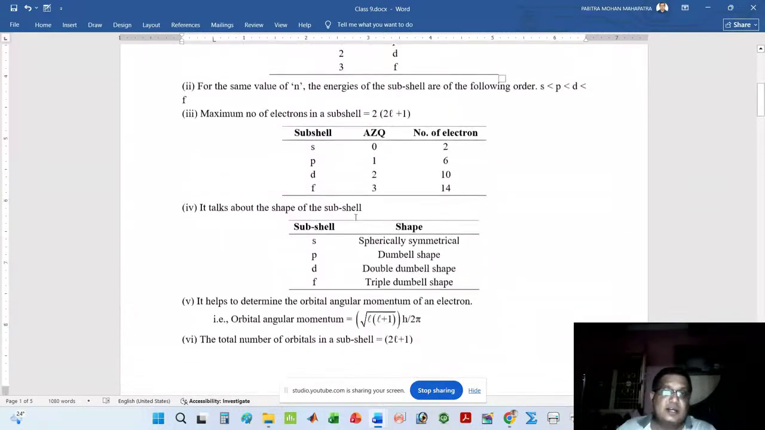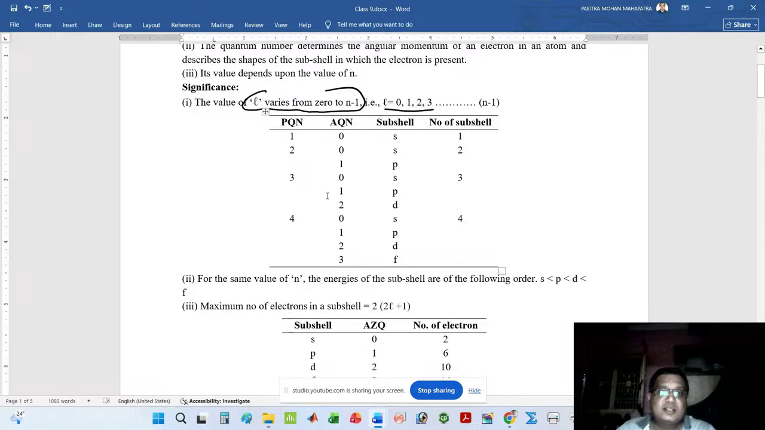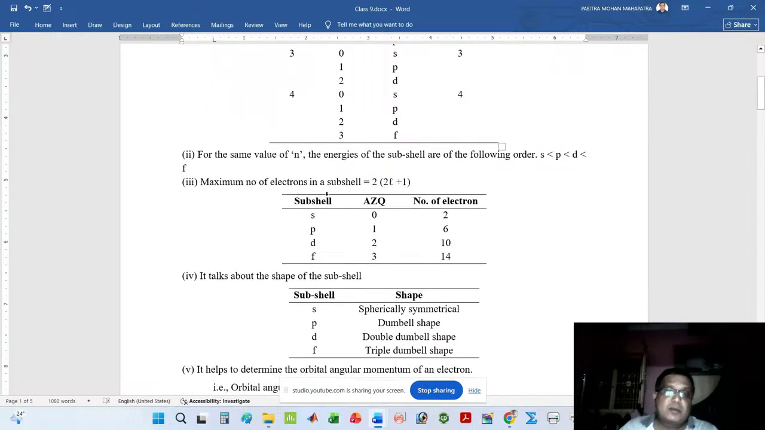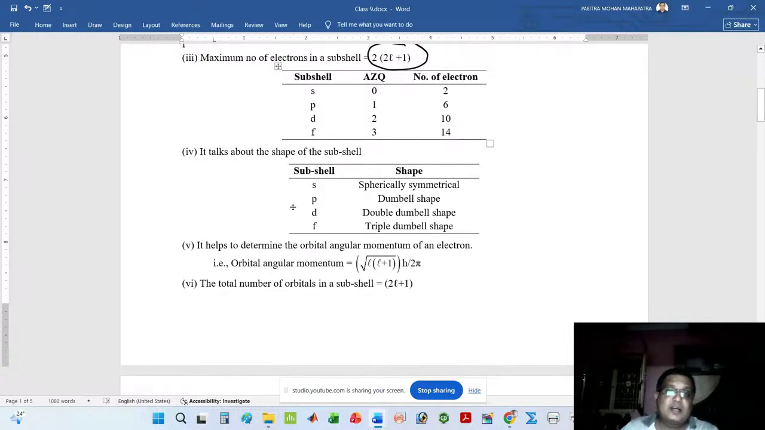Next, I have also covered the other significance of the azimuthal quantum number. Azimuthal quantum number helps to determine the maximum number of electrons in a subshell. This is the formula: 2 into (2l plus 1). Next, azimuthal quantum number also tells about the shape of the subshell. Here, the shape of subshell s is spherically symmetrical, p is the dumbbell shape, d is the double dumbbell shape, f is the triple dumbbell shape.